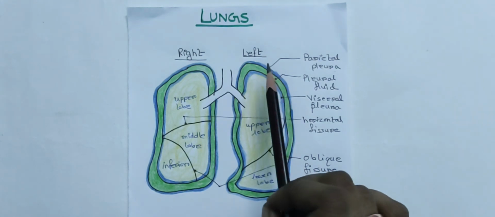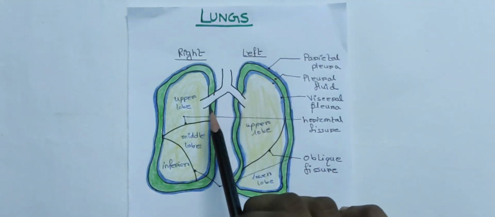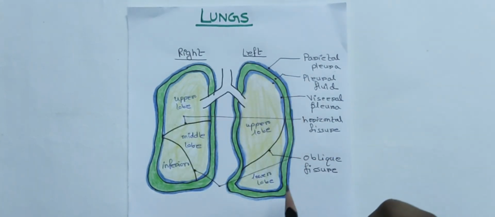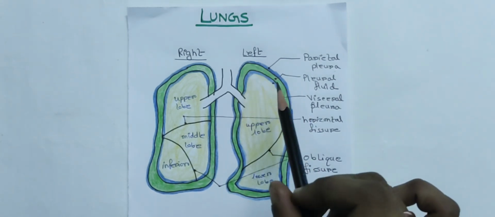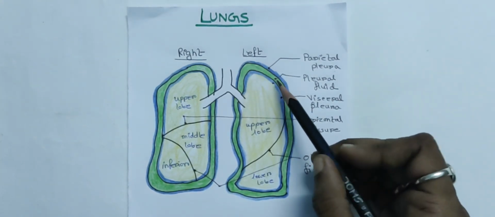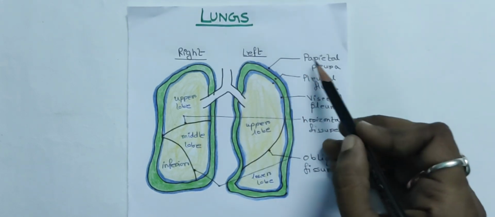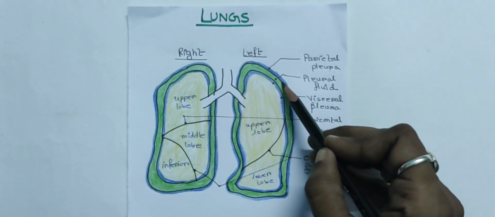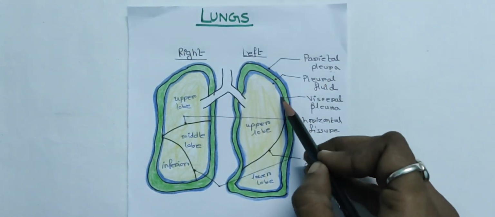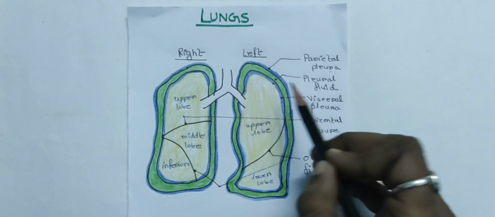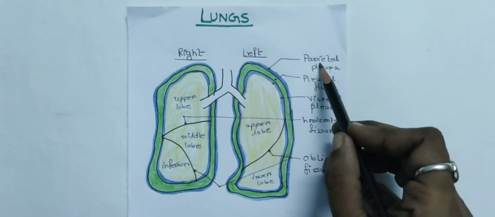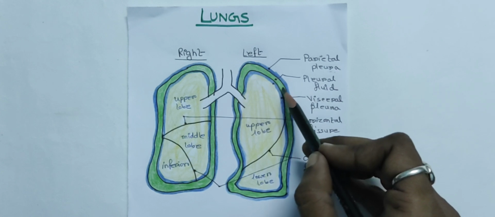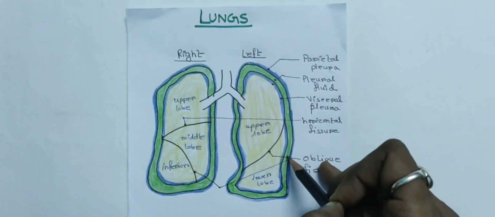Now these are the lungs. We generally have two lungs, the left lung and the right lung. The outer covering of the lungs is called the pleura. The pleura has two parts: the outermost part is called the parietal pleura, and the innermost part is called the visceral pleura. The space between the two membranes is called the pleural space, and the fluid inside that space is the pleural fluid.